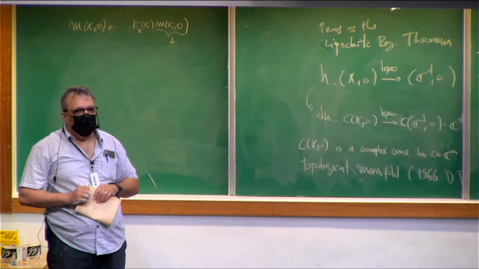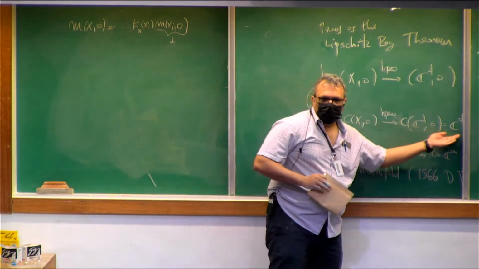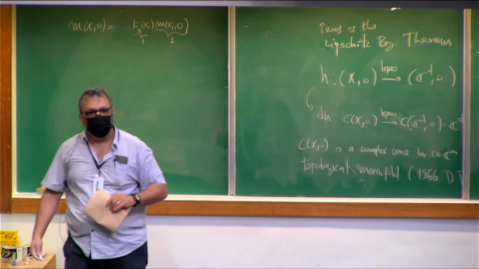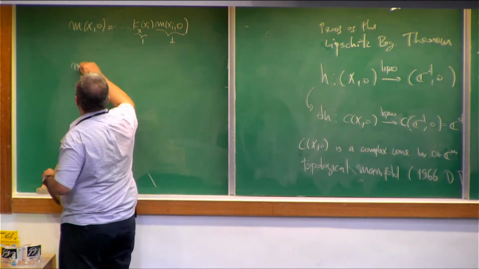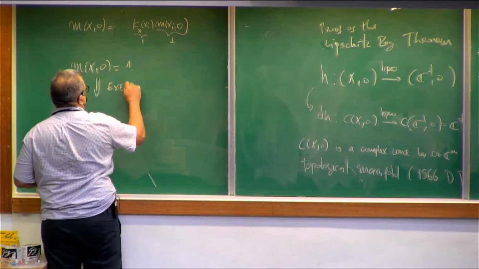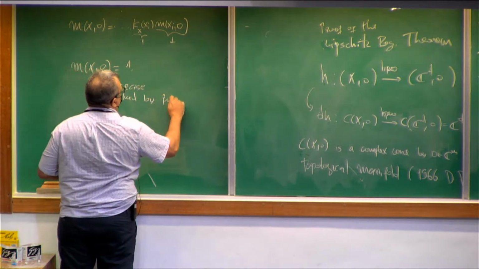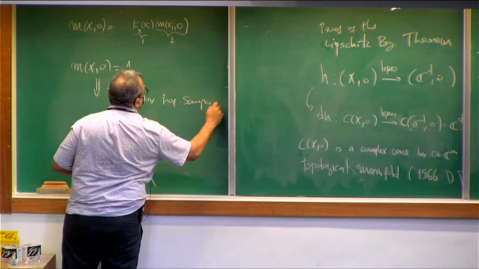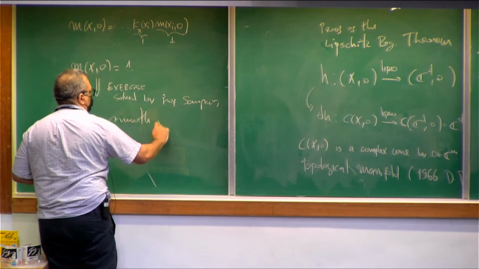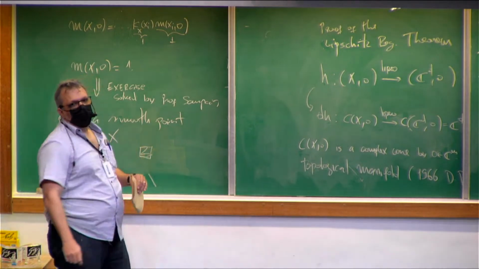What is the relative multiplicity of this guy? It is 1. Then the multiplicity of my set is 1. And by an exercise solved by Professor Sampaio, 0 is a smooth point of X. Then I stop here.